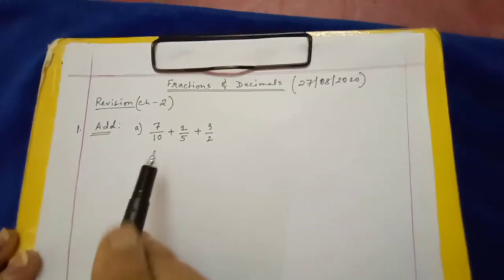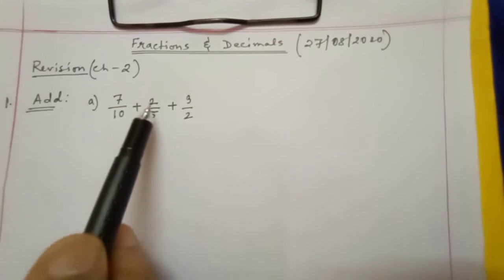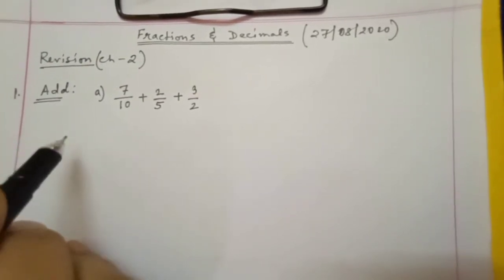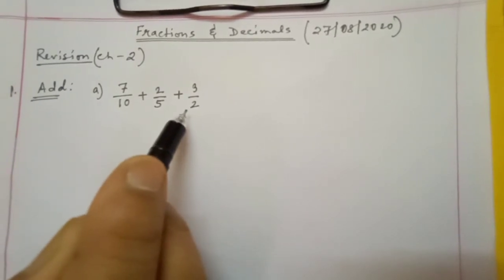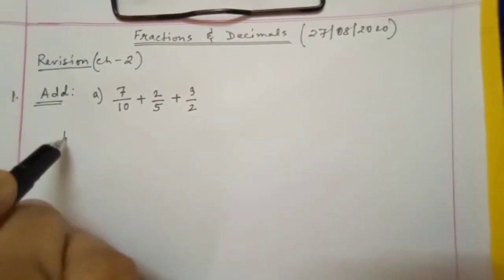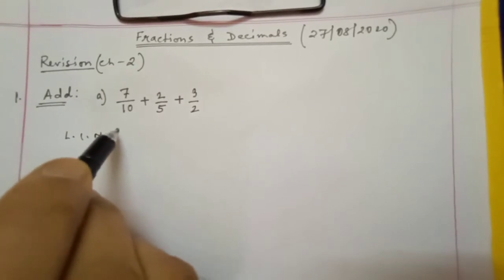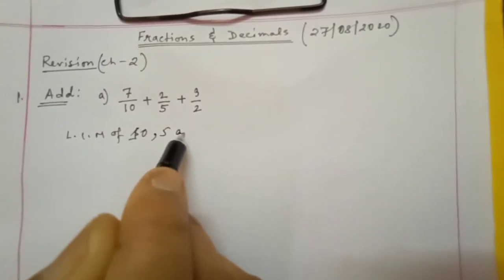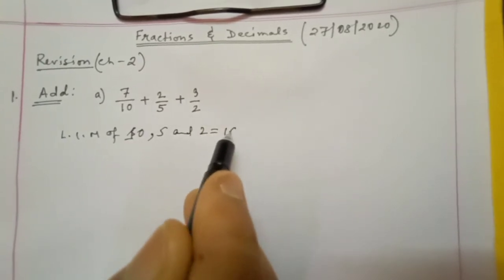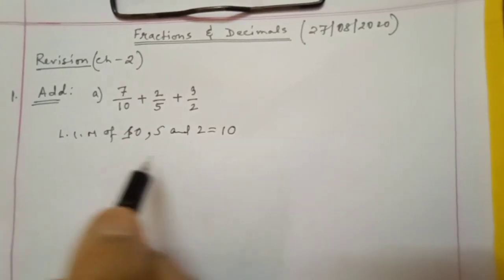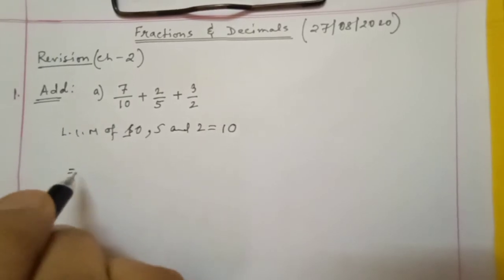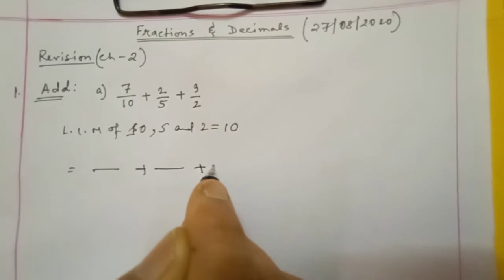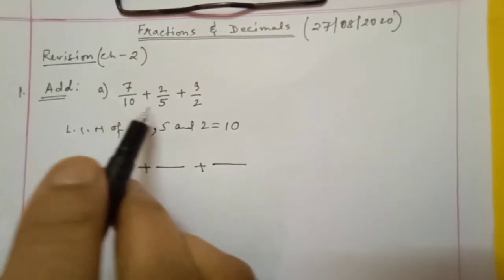Add. I have given one sum: 7 by 10, 2 by 5 and plus 3 by 2. First of all, we have to find the LCM of 5, 2 and 10. The LCM of 10, 5 and 2 is 10, you know. You can see it also by rough work. Now to make it 10, what will we do? We will make the denominator 10 for every fraction.